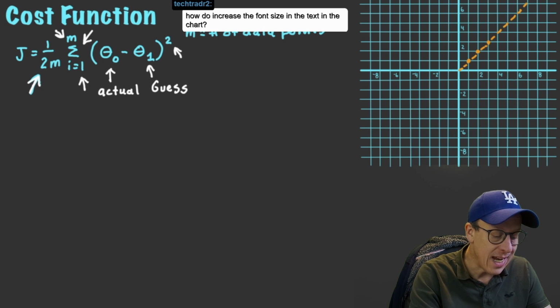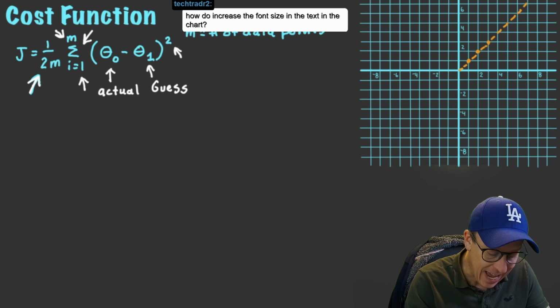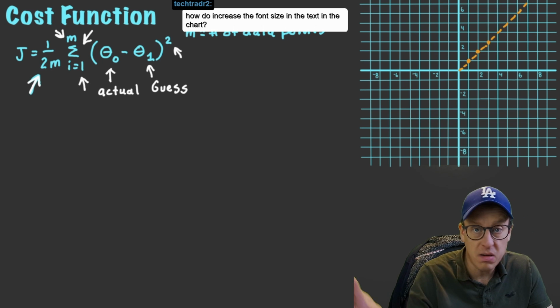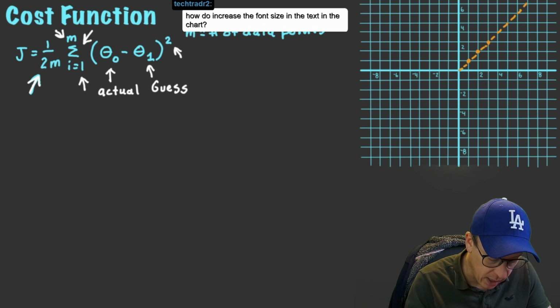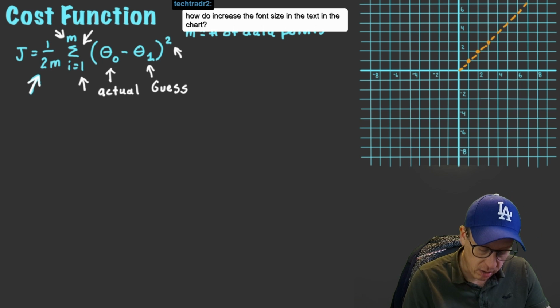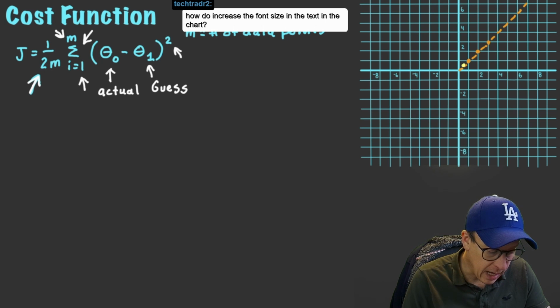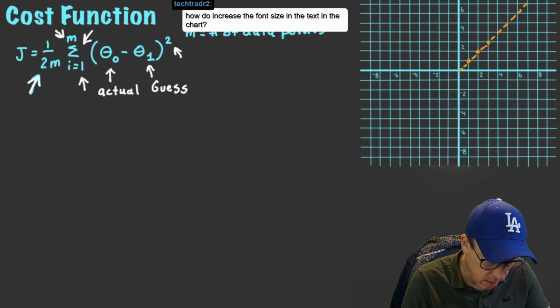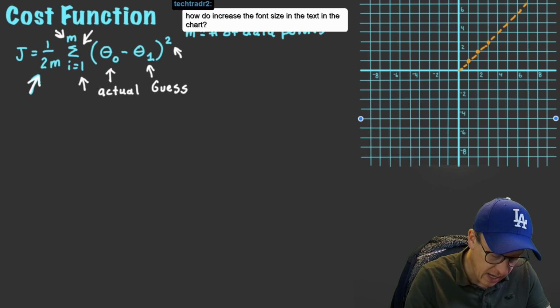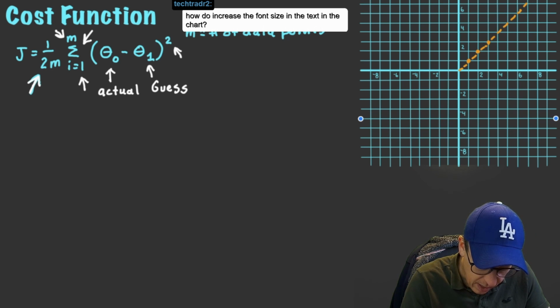So what we need to do is create a guess for what this line is. It doesn't matter if our guess is anywhere near being accurate. It just needs to be a guess. So let's say that our guess is that we have our point here at 1, 1, and let's have it be 1.5.